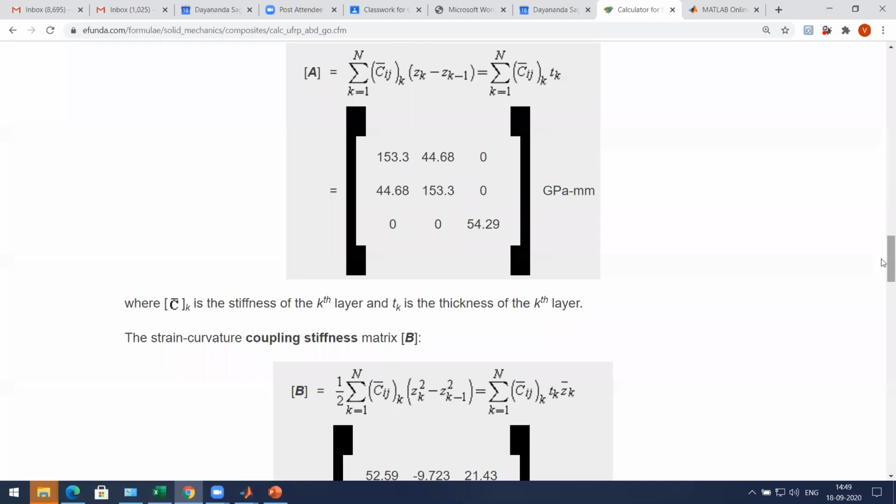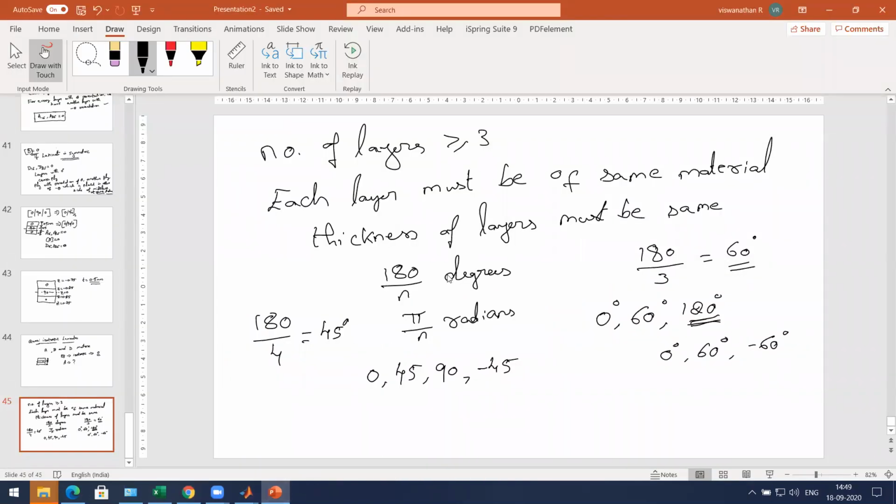So the fiber orientations must be spaced at an angle of 180 divided by n degrees, but n must be greater than or equal to 3. You don't take it as 2 or 1. Each layer must be of the same material, the thickness of layers must be the same, and 180 by n degrees must be the spacing between each layer.